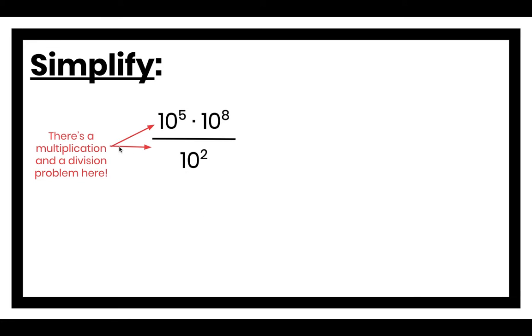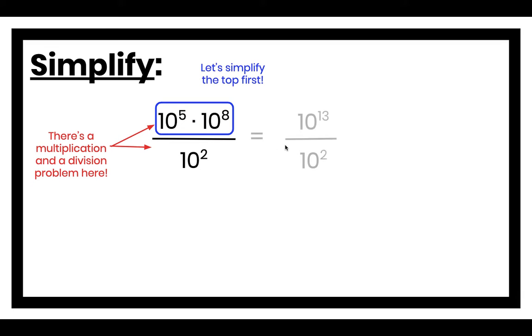So the first thing we need to do, there's a multiplication and division problem here. So we have two things going on. So let's take care of the top part first. So we'll simplify this. So if you remember, we're going to be keeping our base. Since we're multiplying our powers, it's multiplication of powers, we're going to add our exponents. So it's going to be 8 plus 5 is 13. So it'll be 10 to the 13th. And we'll keep our bottom the same.